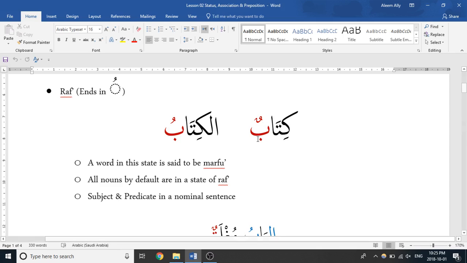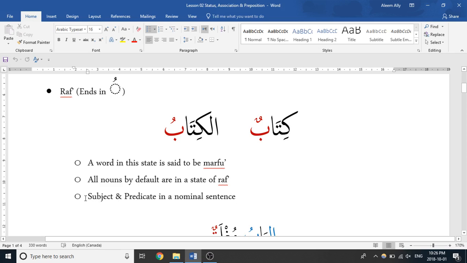A word that's in rafa is usually in a nominal sentence. In Arabic, there are 2 types of sentences: a nominal sentence and a verbal sentence. A nominal sentence is a sentence that begins with a noun, and a verbal sentence is a sentence that begins with a verb, right? So "he ran to the market" would be an example of a verbal sentence because it begins with "he ran." While a nominal sentence would be "the car is driving away" because it begins with "the car," which is a noun, right? So in a nominal sentence, they can be either the subject or the predicate.